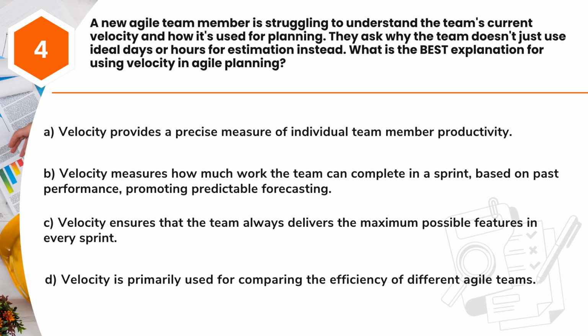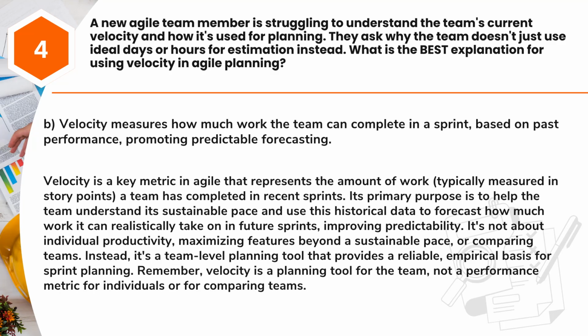A. Velocity provides a precise measure of individual team member productivity. B. Velocity measures how much work the team can complete in a sprint, based on past performance, promoting predictable forecasting. C. Velocity ensures that the team always delivers the maximum possible features in every sprint. D. Velocity is primarily used for comparing the efficiency of different Agile teams.